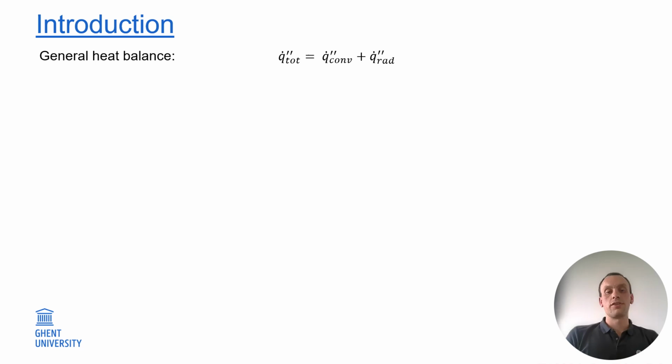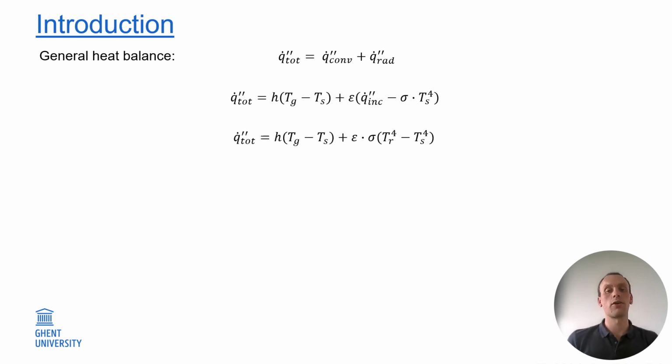Now, for every surface in a compartment fire, we can write a general heat balance, which tells us that the total net heat flux onto a surface consists of a convective part and a radiative part. The convective part we can substitute with Newton's law of cooling. In the radiative part, we can say it is the difference between the incident heat flux and the emitted heat flux. And with a bit of imagination, we can also say that the incident heat flux comes from a source, which is a black body emitter at a certain temperature, Tr.